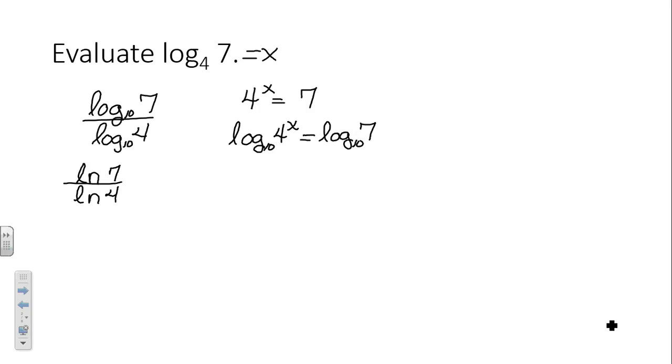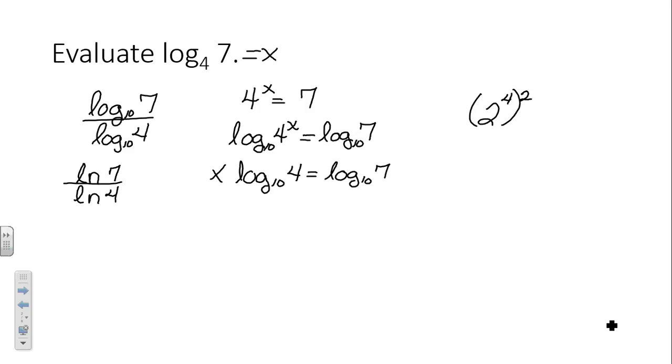Okay? So here's the cool thing about this. Remember when I told you that the answer to a log is an exponent? So right here, we have an exponent to an exponent. When we have a power to a power, what do we do? Multiply. That tells me that I can take this power and put it in front, so we have x times the log base 10 of 4 equal to the log base 10 of 7.